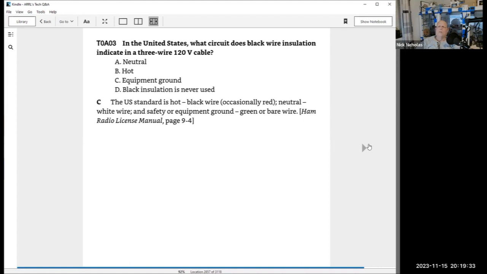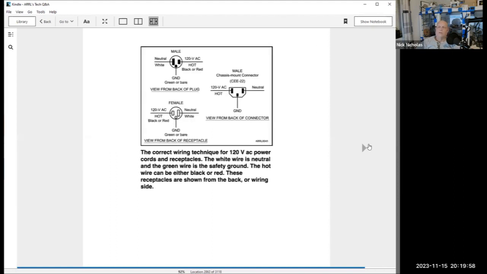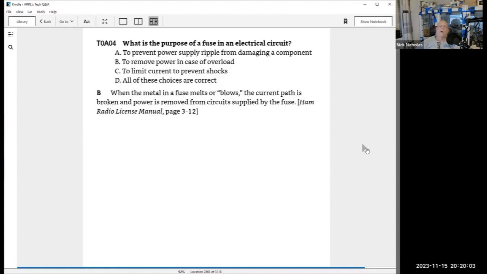In the United States, what circuit does the black wire insulation indicate on 3-wire 120-volt cable? The black is the hot in the United States. Sometimes it's red. Usually it's hot. The hot can be red, black, or blue, but it's usually black. And the white is a neutral. The green is a ground. Green is ground the world around. Never forget that.